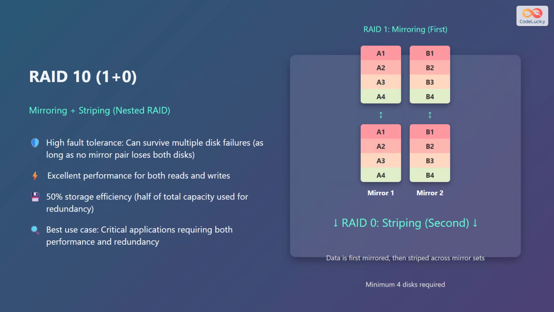RAID 10, also known as RAID 1 plus 0, is a nested RAID level that combines mirroring and striping. It first mirrors the data and then stripes it across multiple mirror sets. This provides both high fault tolerance and excellent performance for both reads and writes. It can survive multiple disk failures, as long as no mirror pair loses both disks. You get 50% storage efficiency, as half of the total capacity is used for redundancy. It is often used in critical applications that require both high performance and redundancy, such as database servers and transaction processing systems. At least 4 disks are needed to implement RAID 10.